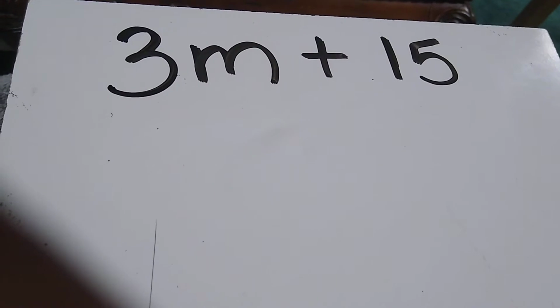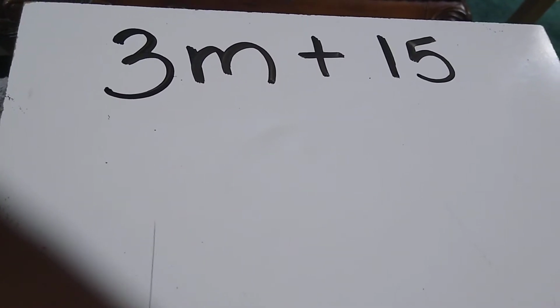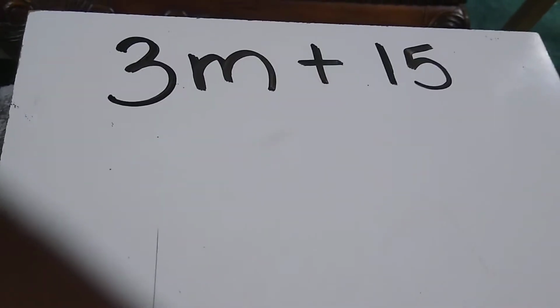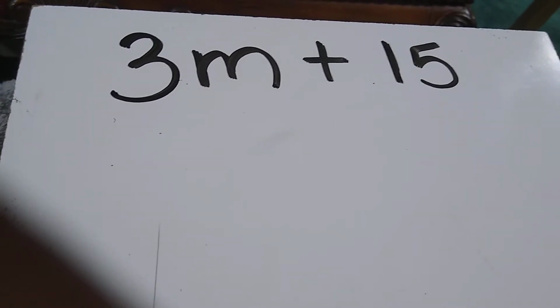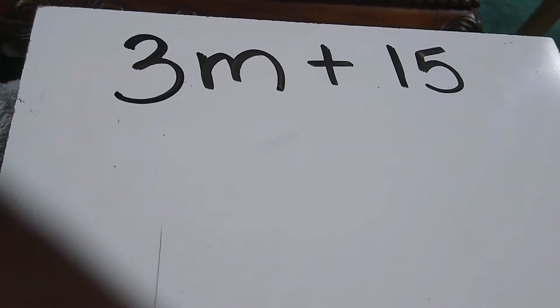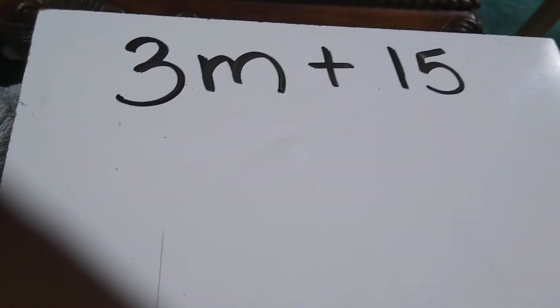If you notice, I have 3m, which is going to be the first term, and the second term is going to be 15. I just want to remind you that 3m is known as the coefficient, just a special name that mathematicians came up with to differentiate between the one with the variable and the one without the variable. The 15 is going to be known as the constant.